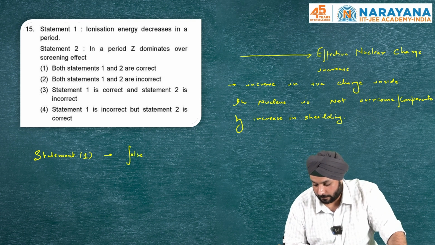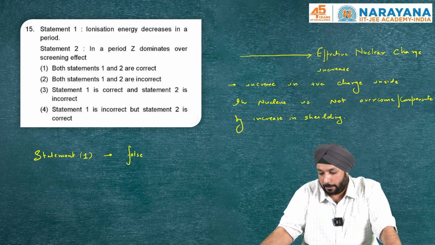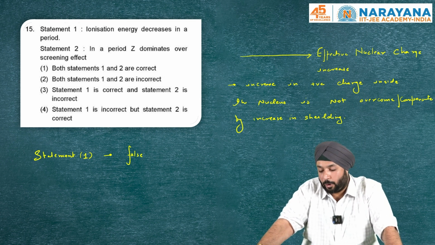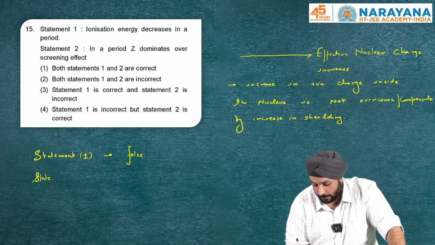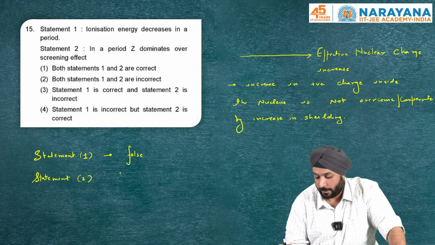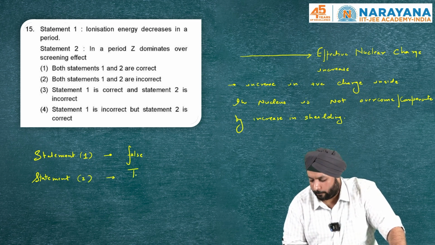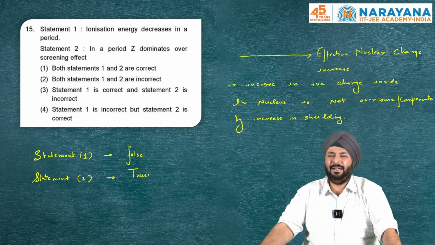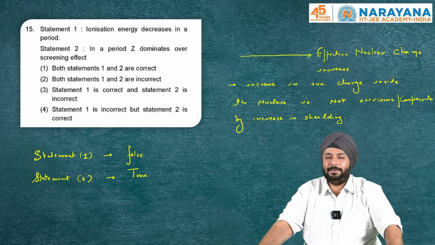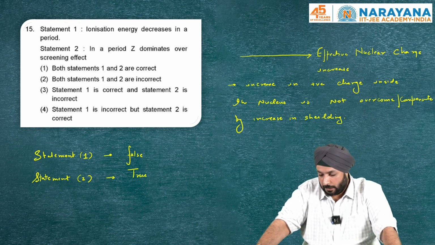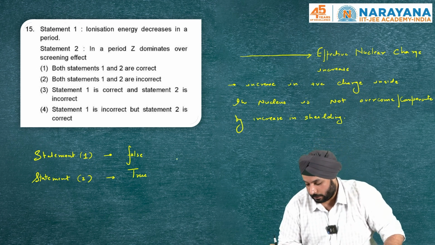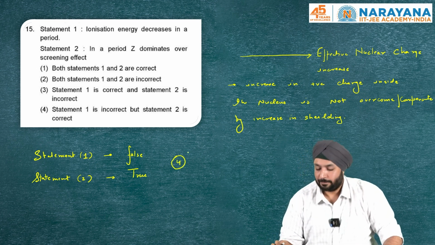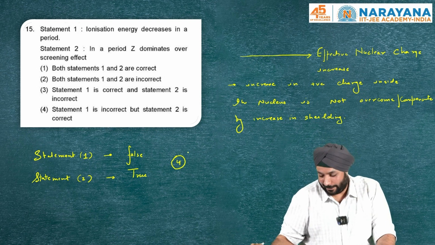False. And statement 2, in a period Z dominates over screening effect. That is 100% correct. The question came from periodic properties, and it is a simple question, just the twist of language. Statement 1 is incorrect, but statement 2 is correct. The answer should be 4. Shall we move ahead? I guess you understood, right?